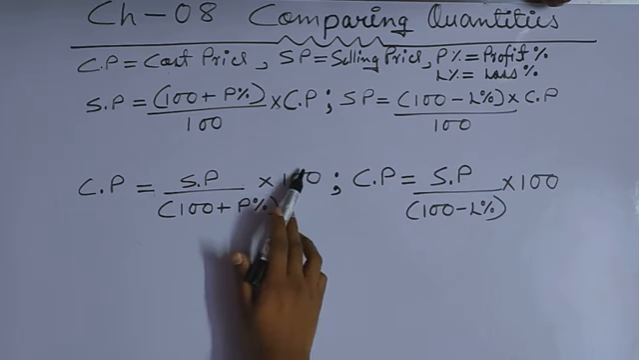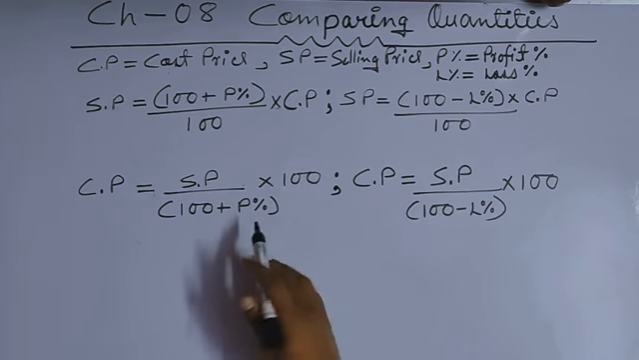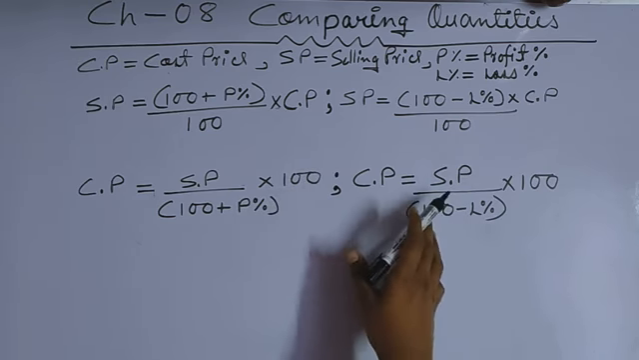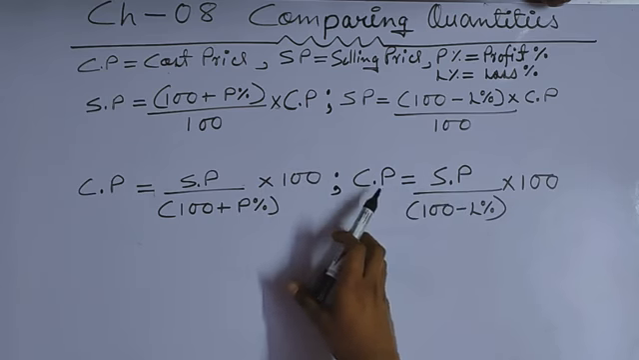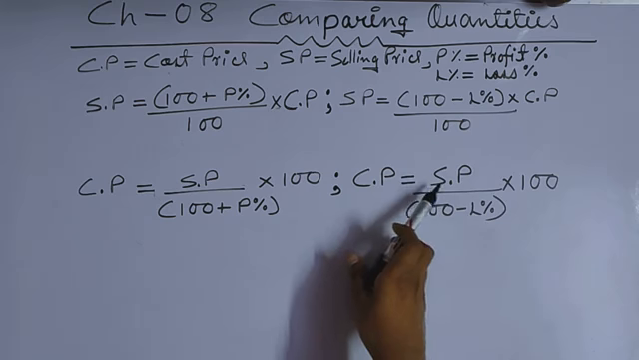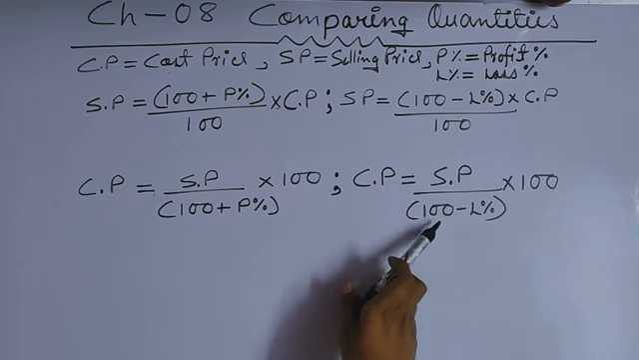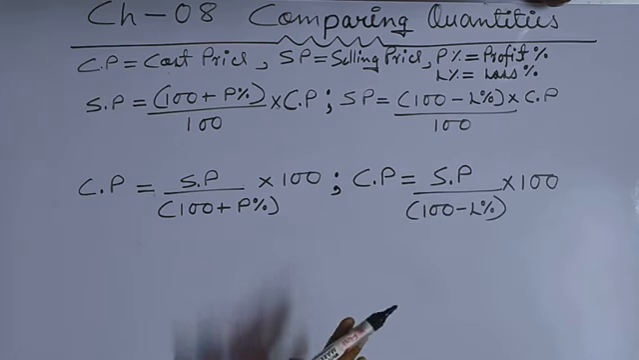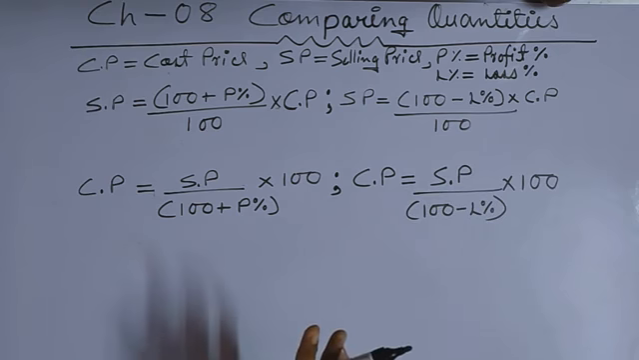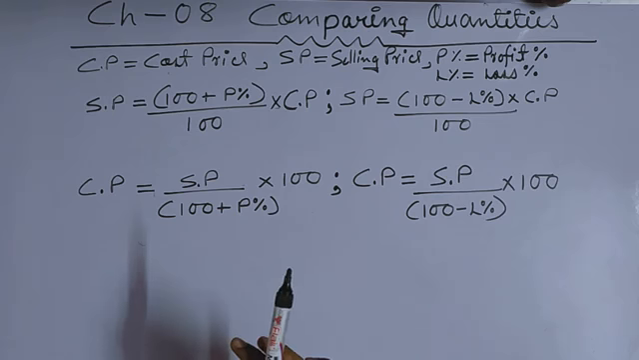Same way, whenever there is a loss percent and the SP, selling price, is given to you, then the formula for CP, that is cost price, will be equal to selling price multiply 100 upon 100 minus loss percent. I hope you understood these two formulas of cost price and selling price whenever there is a profit or loss percent.